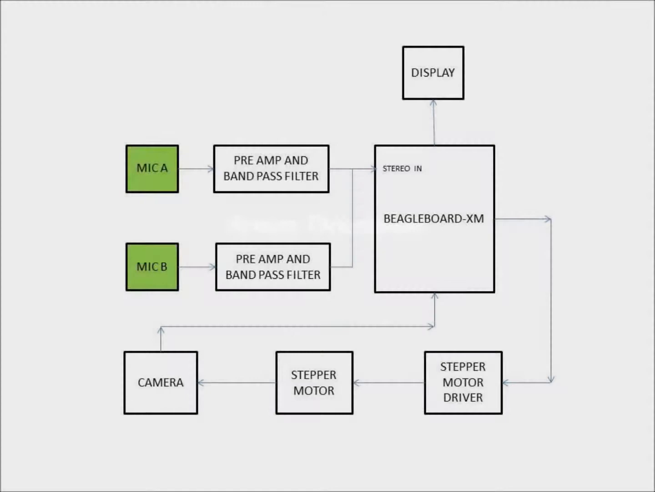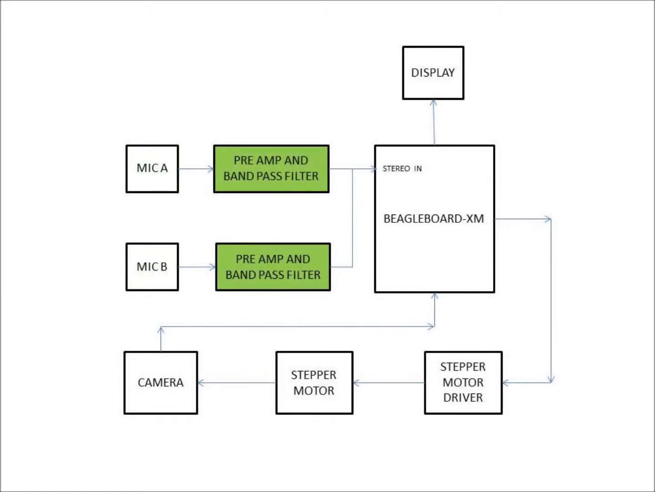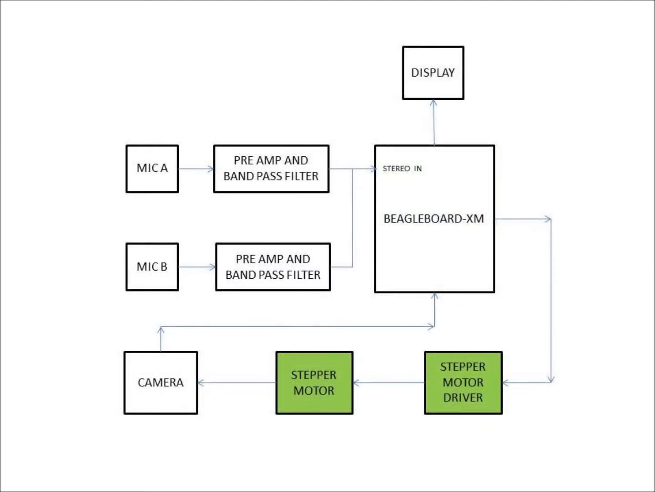The system receives audio input from two electret condenser microphones. This input is passed through a preamplifier and bandpass filter stage. The outputs from this stage are fed as stereo audio data to the BeagleBoard via the audio in port. The sound localization program analyzes this data to determine the angle of the source of disturbance. The stepper motor control and drive circuit rotates the camera to the obtained angle. The background subtraction program detects foreground objects, if any, present in the captured frame and displays the result.